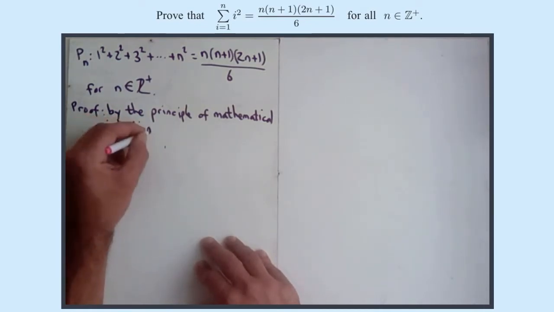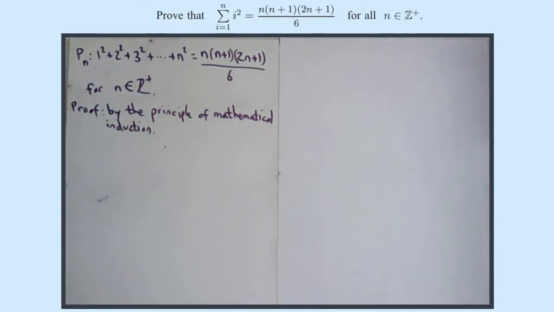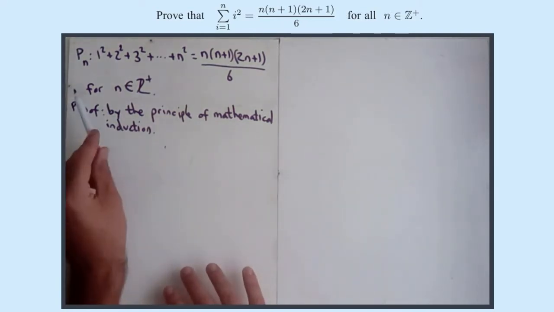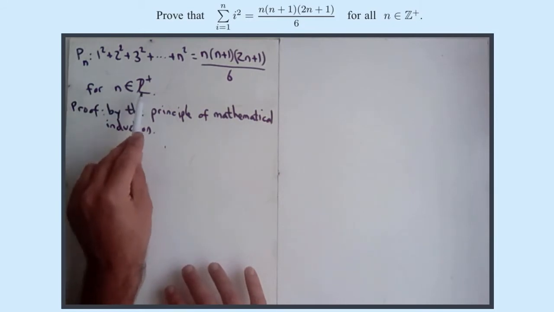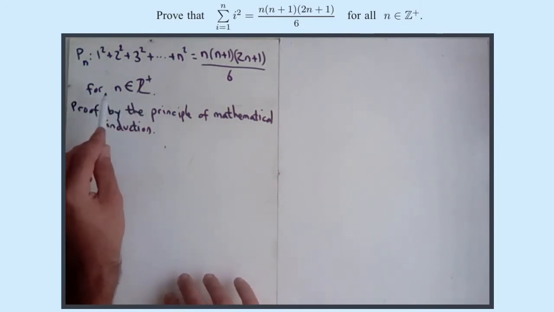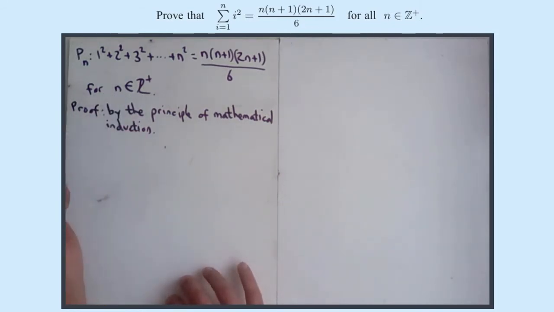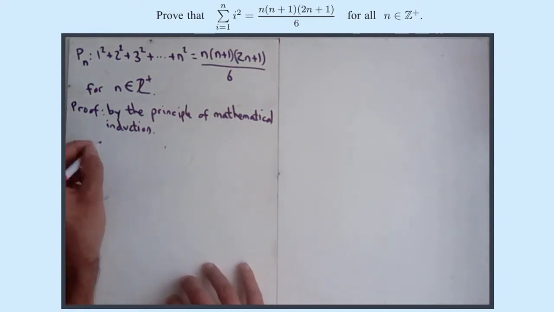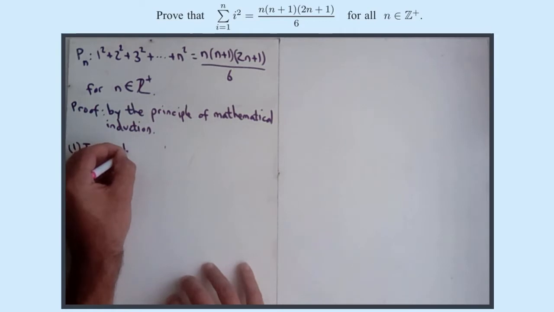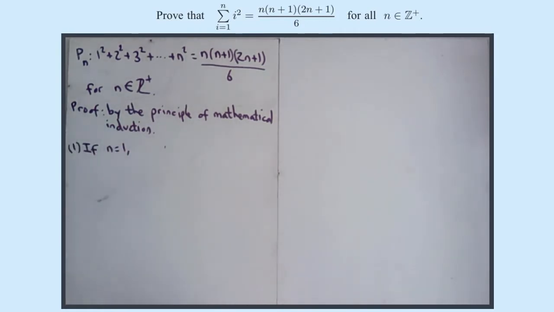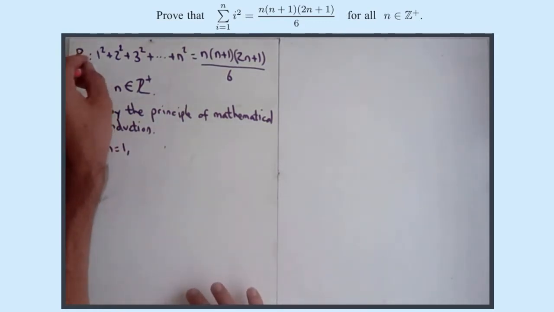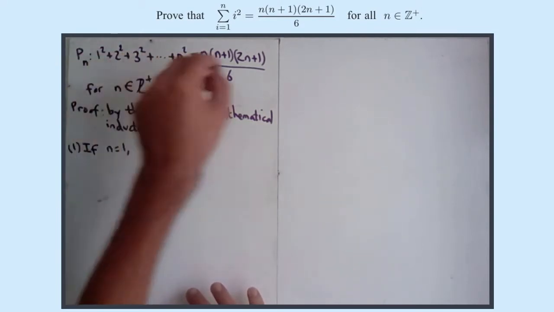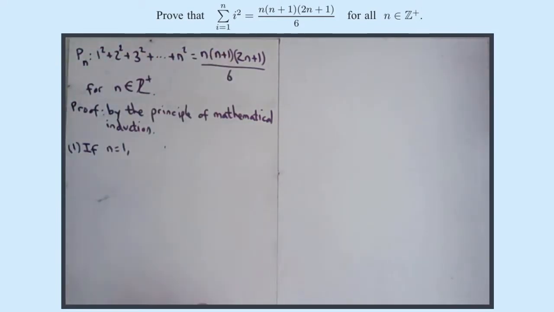Right, well, it's a very structured process. You start with the base case. Now, this is for all positive integers n, so the natural base case to use is n equals 1. So we start with thinking, well, what if n equaled 1? What would happen then? If n equals 1, we need to show that the left-hand side equals the right-hand side.